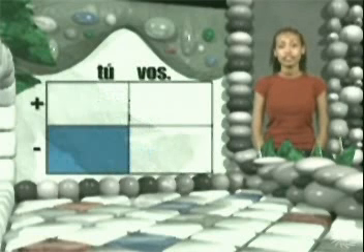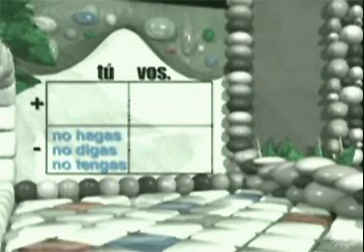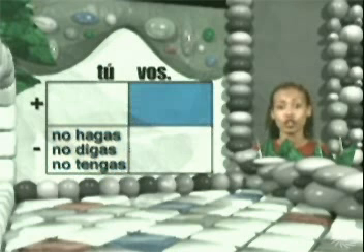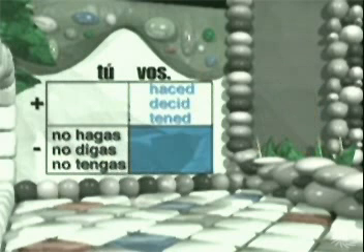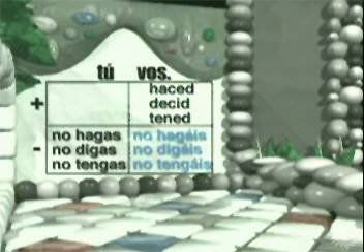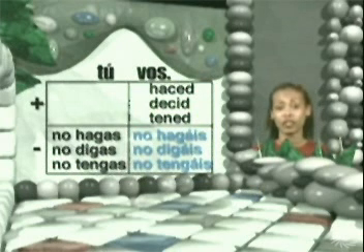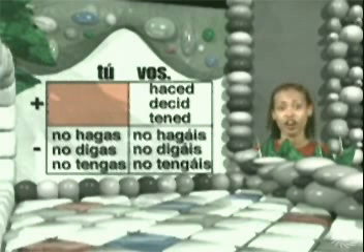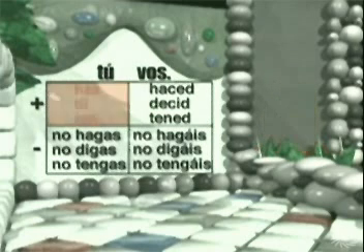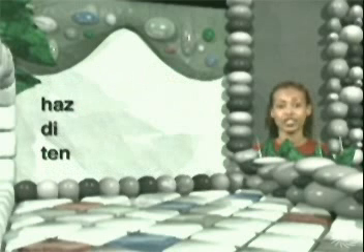These three verbs have completely normal negative tú command forms. No hagas, no digas, no tengas. And completely normal vosotros command forms, both positive and negative. Hacer, decir, tener, no hagáis, no digáis, no tengáis. The only informal command forms these verbs have issues with are their positive tú command forms. Haz, di, ten. Simple, short, and sweet.